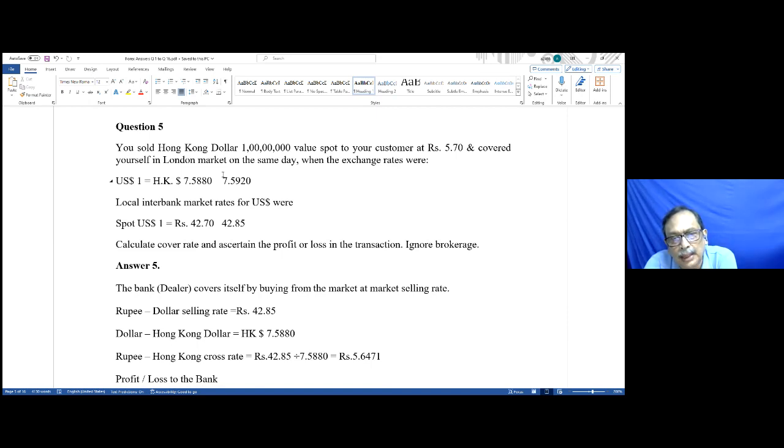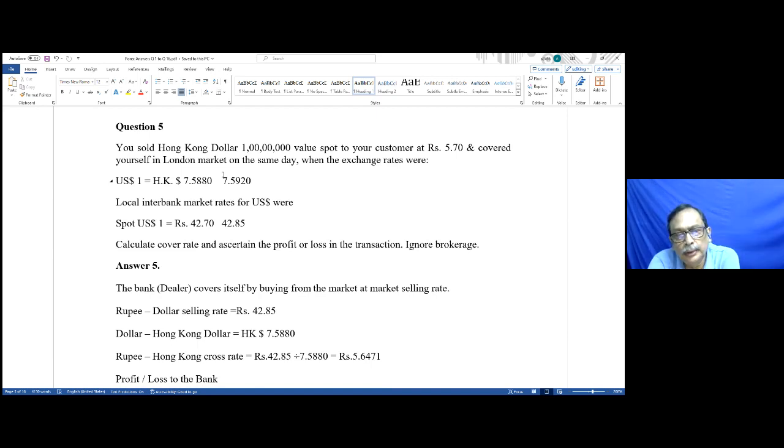Local interbank market rates for US dollar were spot US dollar 1 is equal to rupees 42.70 and 42.85. First one is the bid, second one is the ask rate. Always remember. Calculate cover rate and ascertain the profit or loss in the transaction, and we have to ignore brokerage.